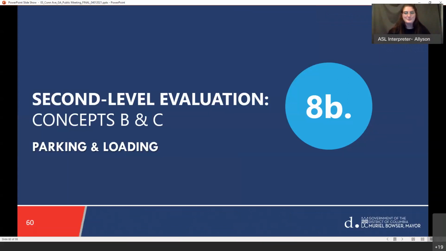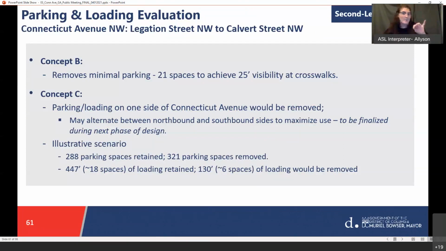Thank you, Anne-Marie. Michael is going to talk a little bit about parking and loading now. Michael? Thanks, Ed. So the next few slides will review the parking and loading evaluation we performed for Concepts B and C. What we have here is really a snapshot of the impacts for each of these concepts. Concept B removes 21 spaces. And as Anne-Marie indicated, that's really just to achieve visibility at crosswalks.